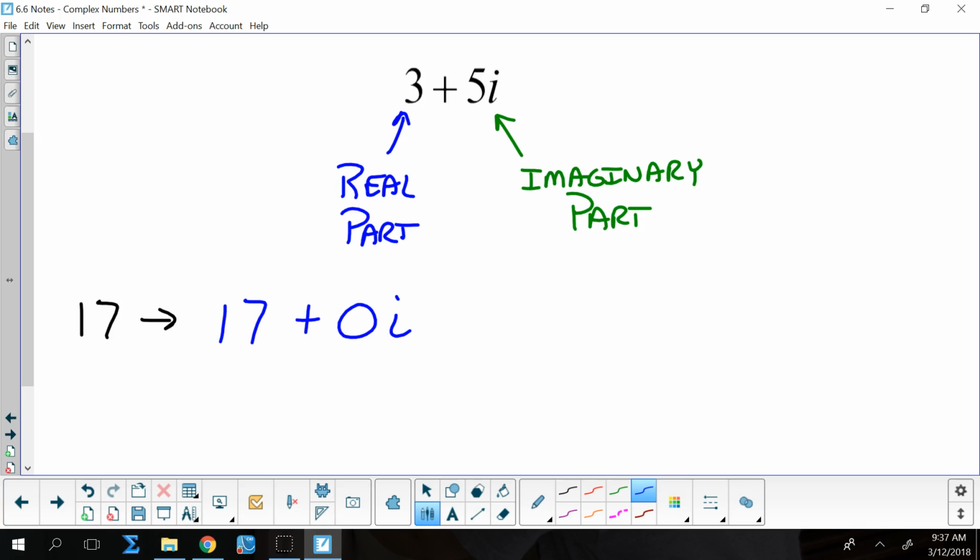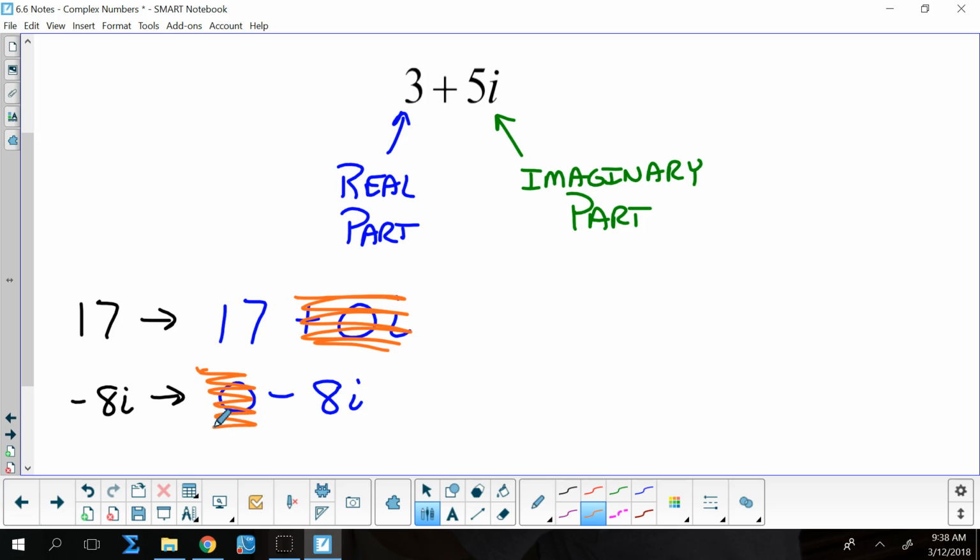An imaginary number, I'll say negative 8i, written in complex form, would be 0 minus 8i. We just in math don't write that 0 part, right? So if I don't write that 0 part, then this part is gone, and I just get 17. In the imaginaries, I don't write that part, and I just get negative 8i.